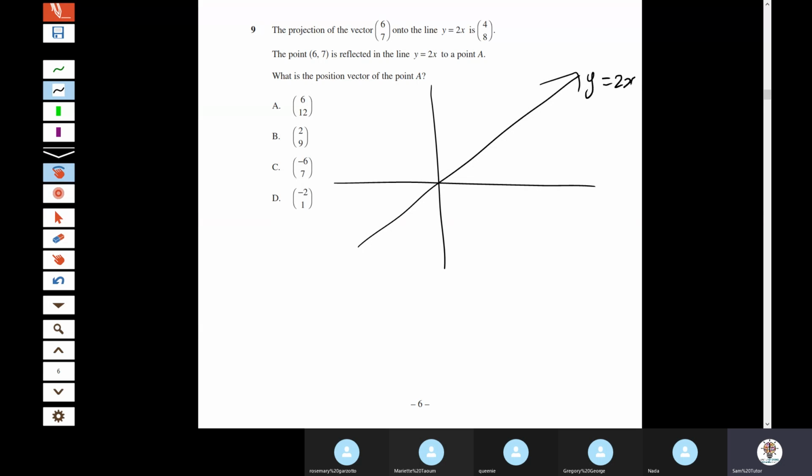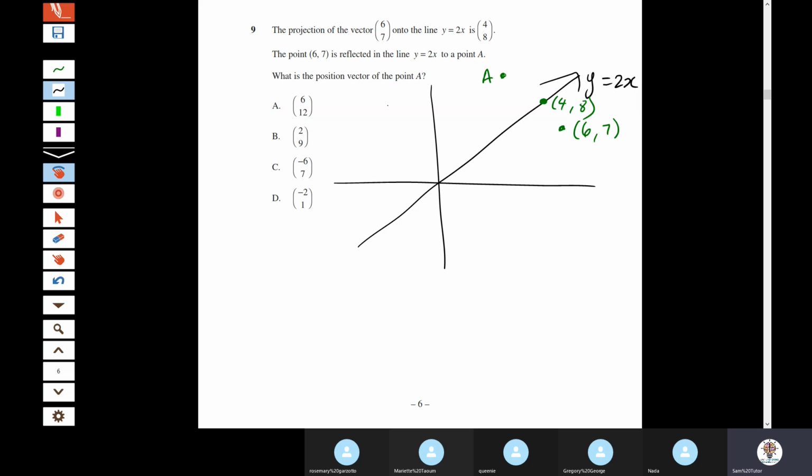Y equals 2x. 6, 7 is somewhere there. As it's projected onto this line, it becomes 4 and 8, which is somewhere there. It's on the line, 4, 8. Does that make sense? If the point 6, 7 is now reflected somewhere here, where is it going to be? That's what it's asking you. Where is A going to be?